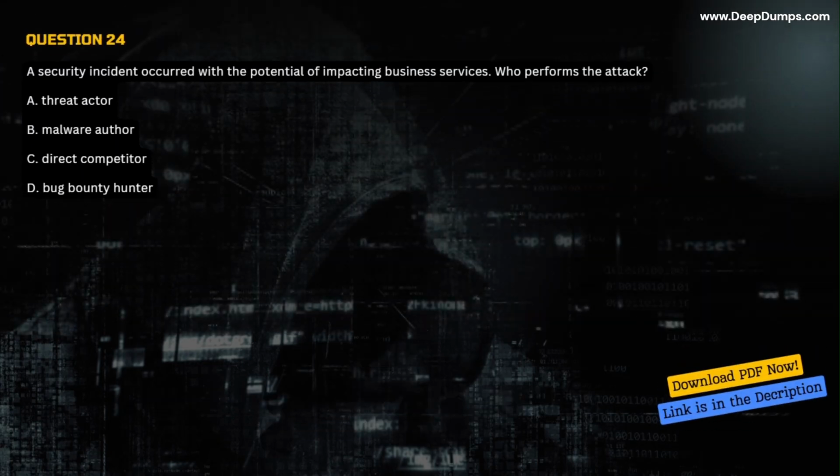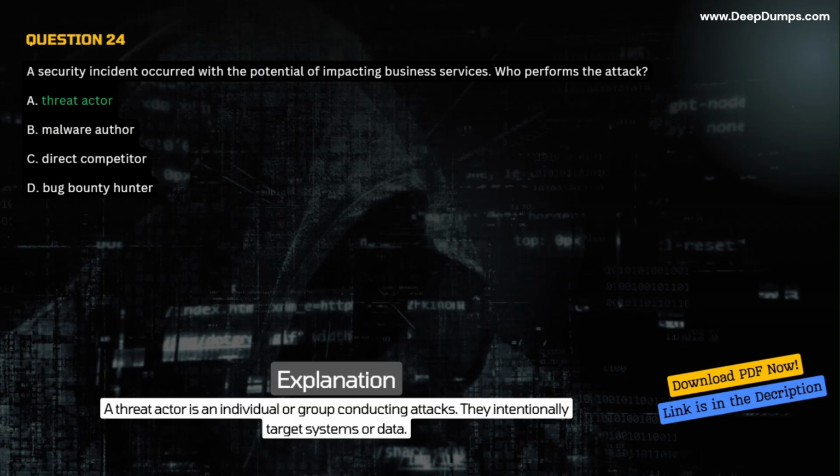Question 24. A security incident occurred with the potential of impacting business services. Who performs the attack? A. Threat actor. B. Malware author. C. Direct competitor. D. Bug bounty hunter. Correct answer A. Threat actor. Explanation. A threat actor is an individual or group conducting attacks. They intentionally target systems or data.